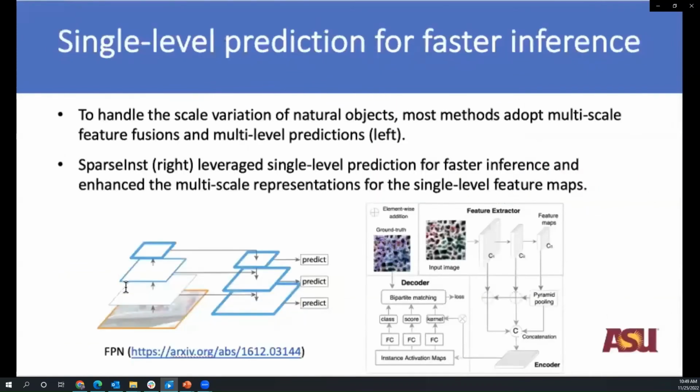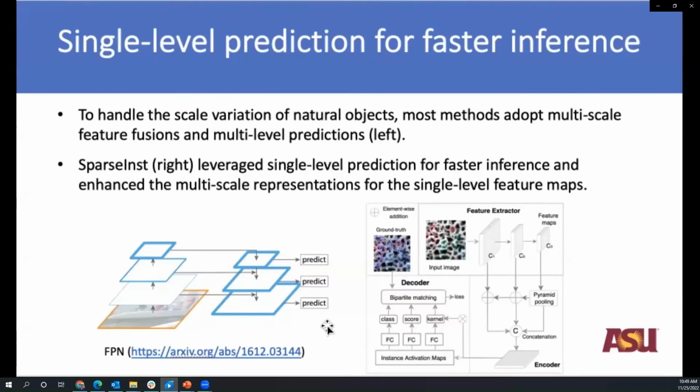So one strategy is called single-level prediction for faster inference, because natural features tend to have a large variation in their size. So most methods adopt multi-scale feature fusion and also multi-level predictions. Just like the one on the left-hand side, once given an image, the multi-scale features will be extracted, and then the prediction will be built upon each of these individual feature maps at different scales. This step will take substantial time.